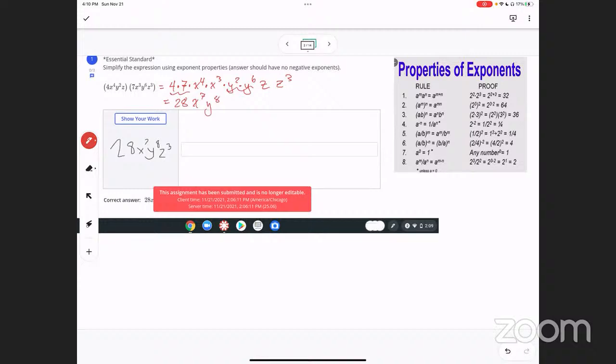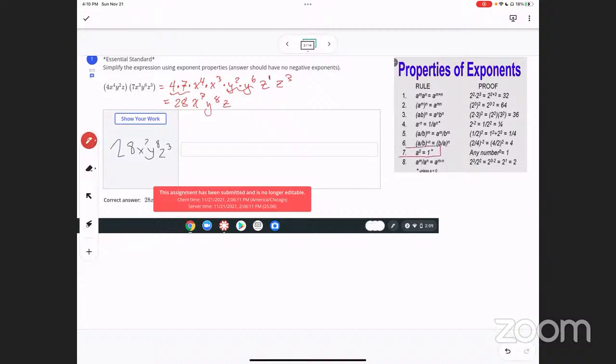Y to the 8th. And then this is where I got a little bit confused because I thought it'd be z to the 3rd, just because the other z didn't have an exponent with it. So if there's no exponent here, what is the exponent up here? Is it 0 or is it 1? 1. Yeah, it's got to be 1. So even though they don't write it, you have to remember there's a 1 there.